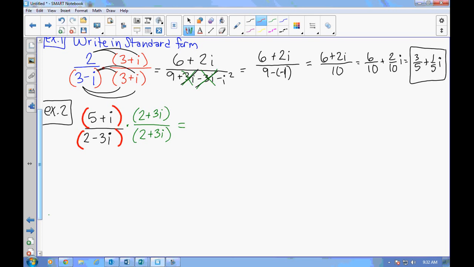You should end up getting 4 terms on the top and 4 terms on the bottom, and a couple of them will end up canceling out. You need to do one more. Negative 3I times positive 3I, because you need 4 on the bottom.